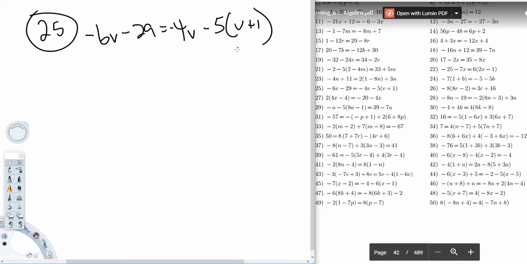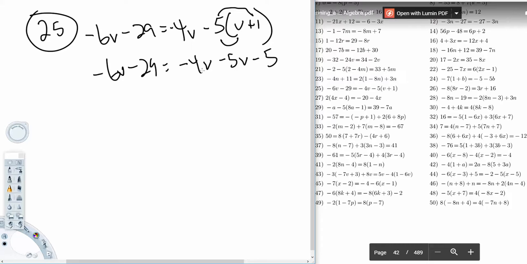So let's put our brains on. And first we have to do the parentheses. And we can't subtract a letter from a number or add a number from a letter. We can't do this. We just can't do this. So we use the distributive property. Negative 5 times v equals negative 5v. Negative 5 multiplied by plus 1, I'm sorry, equals negative 5. Here we carry down the negative 4v equals negative 29, negative 6v.